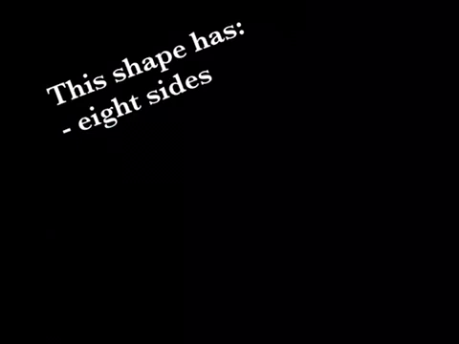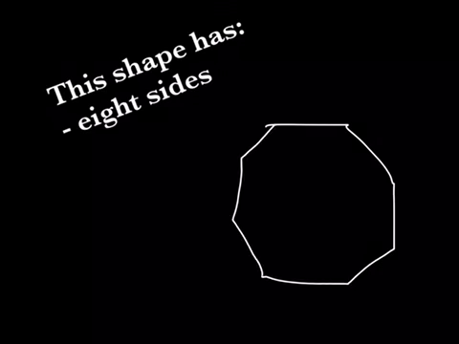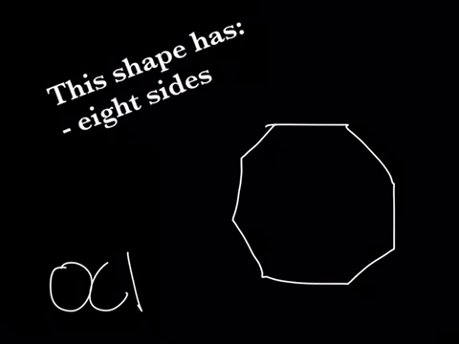You may recognize this next shape that we're about to learn. This shape has 8 sides and it looks like this. Does it look familiar? This is the same shape as a stop sign, and it is called an octagon.